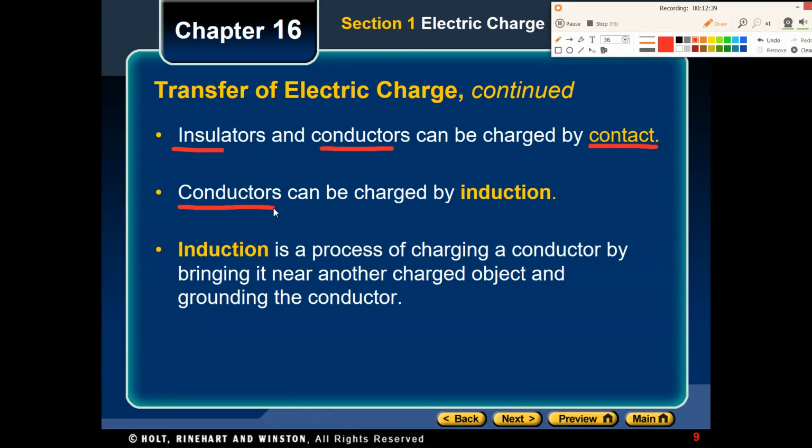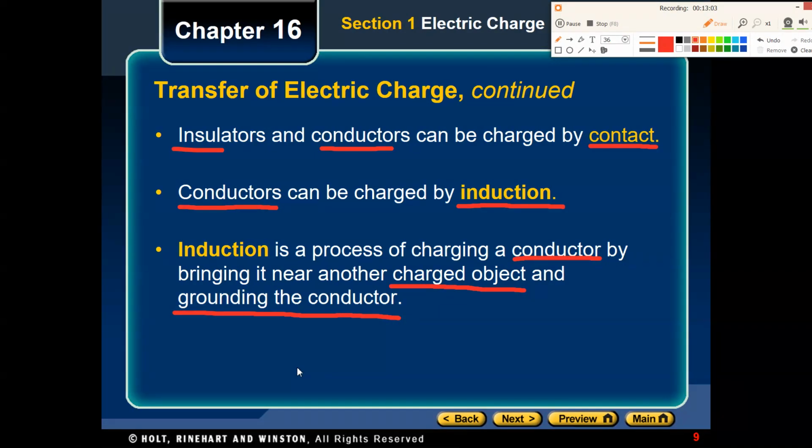A conductor can also be charged by induction. Later we'll explain what induction is. Induction is basically when you bring a conductor closer to a charged object and ground the conductor. Later we'll explain in detail how this works. Just take notes for this one, and I'll explain in detail on the following slide.